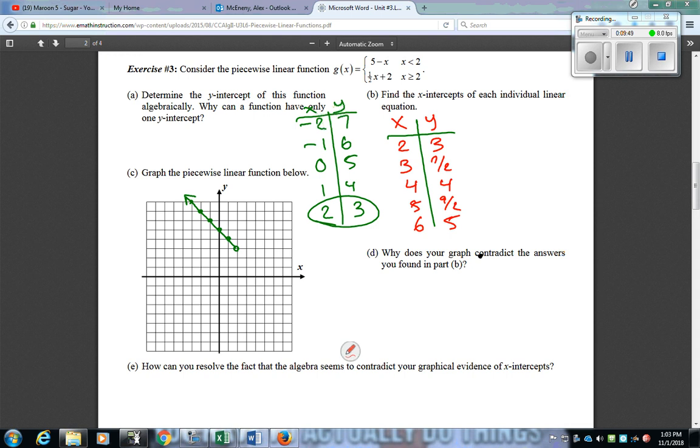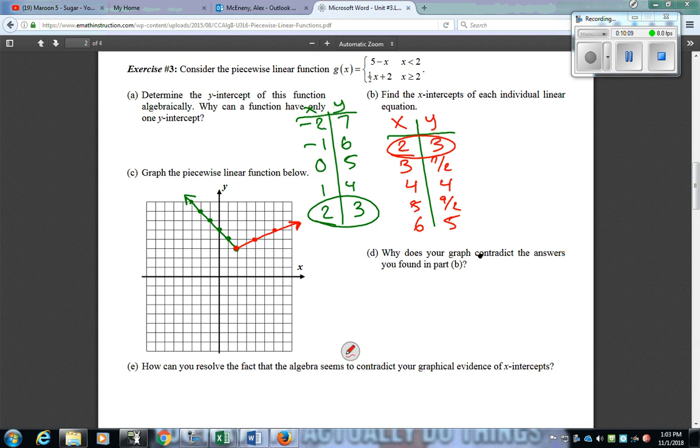Now for the other part, we do have that same point. We do have that 2, 3. This one was included, so I'm going to put that in. So that point is going to be filled in. And then we got 3 and 3.5, 4, 4, and 5, 9 over 2, and then 6, 5. So this is going to look like this. So that's kind of what the graph is going to look like.